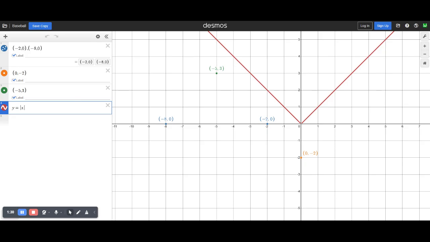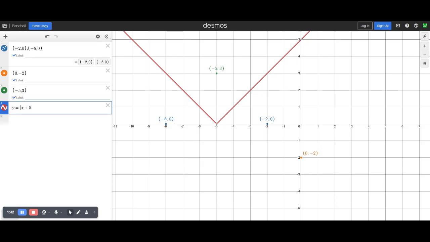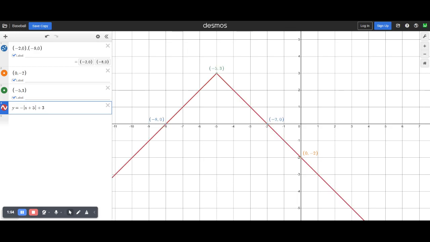So I believe adding 5, for some reason it's always backwards, but it's a simple pattern to understand. Plus 5 moves to minus 5. Up 3 is plus 3. And now to flip it upside down, do you remember what it would take based on what you saw with quadratics? What would it take to make a function flip upside down? All it takes is a negative right in front of the parentheses.